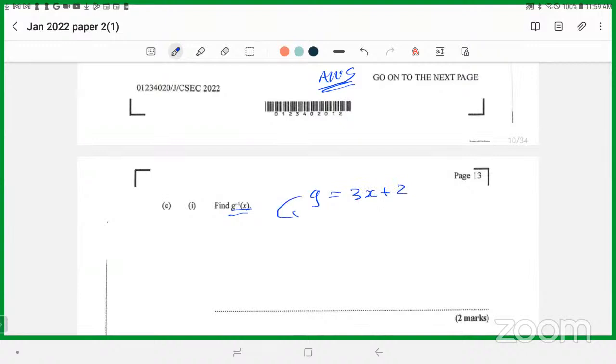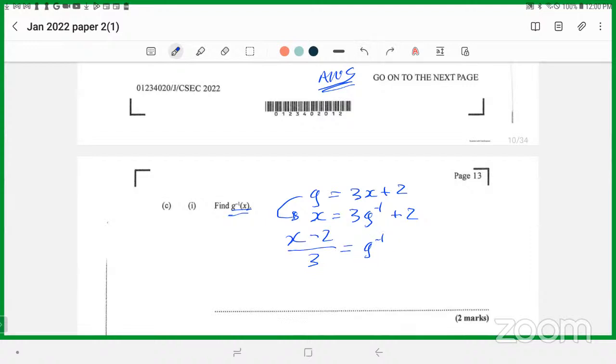I'm going to inverse it. G, which is range, becomes domain, equals 3 times the x, which is domain, becomes range, g to the minus 1, plus 2. So I just need to make this the subject now. Easy. Take the 2 first, subtract it, and then divide by the 3. So my g to the minus 1 is going to be x minus 2, divide by the 3. That's g to the minus 1 of x.